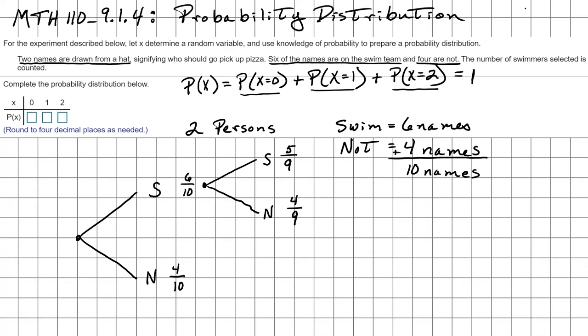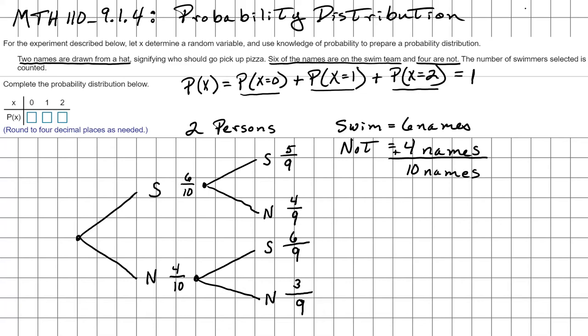We're going to use that same logic down here when we talk about what happens if the first name that I draw is not on the swim team. Well, once again, I now know that they're either going to be on the swim team or not on the swim team. If they are on the swim team, and I drew a name that was not on the swim team to start with, there's still 6 names on the swim team, but now there are only 9 people left in the group. Likewise, if they're not on the swim team, I now only have 3 people remaining that are not on the swim team, but once again, I'm down to 9 individuals in the entire group.